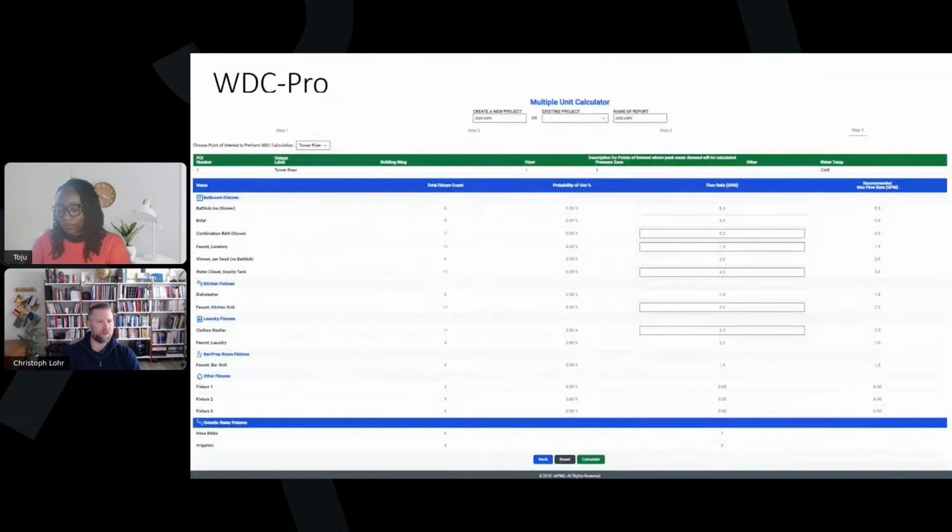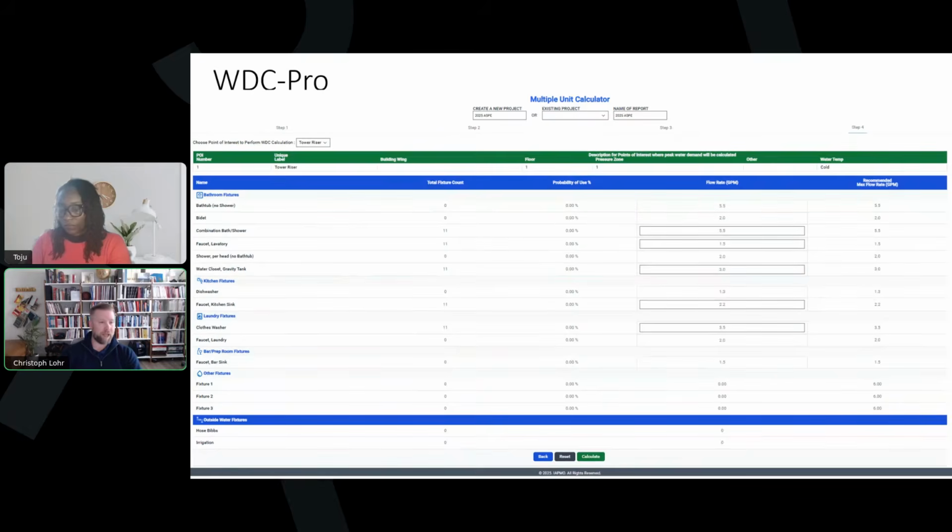Then your next one, which is your fourth one, for each point of interest, you're going to identify what your flow rates are for that. Now, the good news is those should come over one to one from the other, but you do have some editability there if you so desire. And then you press that green button that says calculate. And you're going to get a report.